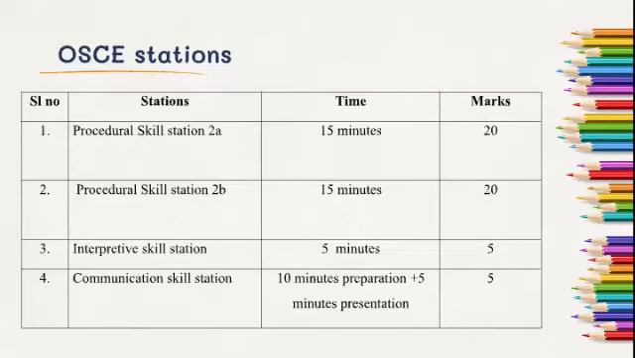So this is how the stations have been divided and you will be rotated every 15 minutes to each station. So when you complete all these stations, you are finishing your practical examination. So this is how the OSCE method of practical examination happens. So there are a total of 5 stations. One is a theory station where you will be sitting and writing a care plan. And the rest of the stations are 2 procedure stations, 1 interpretive station and 1 communication station.